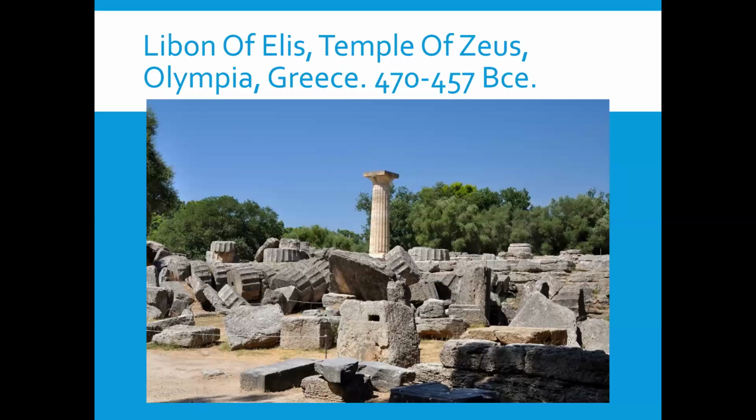So the one column that is standing was recreated so that when you visit, you can get a sense of scale. And you can tell that it's recreated because it is that lighter, whiter color, which means it came out of the quarry much later. Actually, I don't think that the ones on the ground are marble on this one. I can't remember.